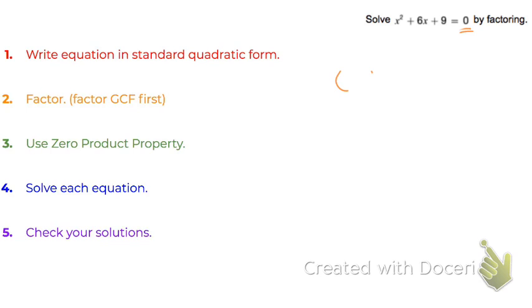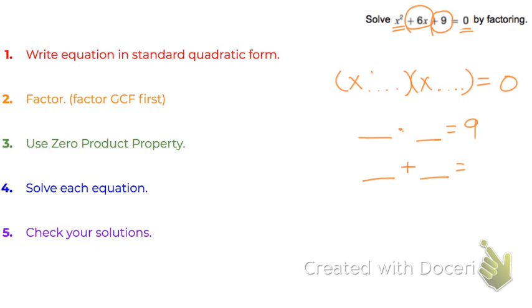And to factor a trinomial like this, set up two sets of parentheses. If it starts off with an x squared, we're just going to put x and x. And what goes inside the parentheses with those x's, we're looking for those two numbers that multiply to give us the last number. So multiply to give us a positive 9, and add to give us that middle number's coefficient. So add to give us 6.